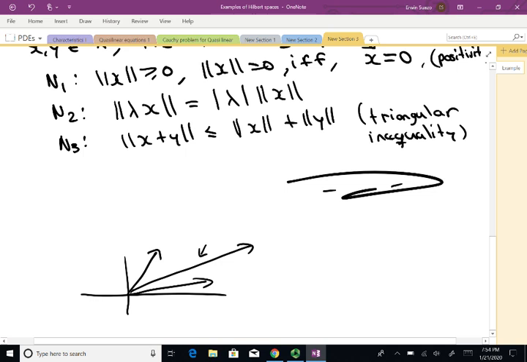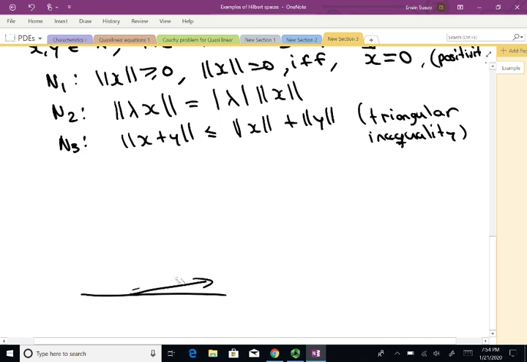But it's not really equality, so that's why it's called the triangle inequality. Okay, there must be a better explanation than that, but anyway.